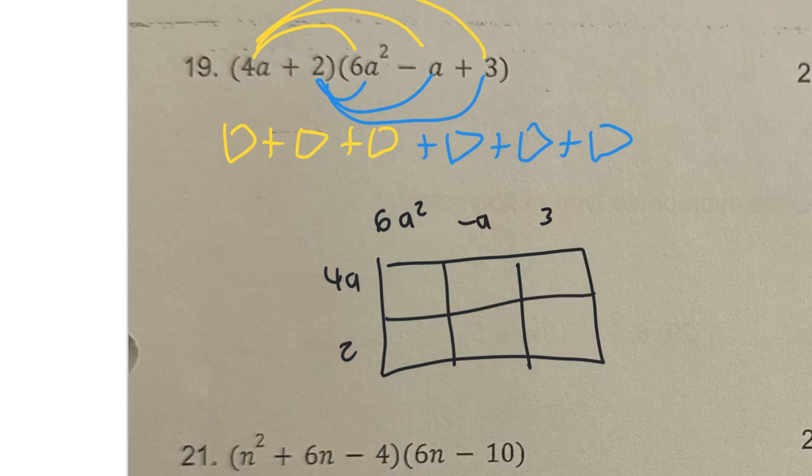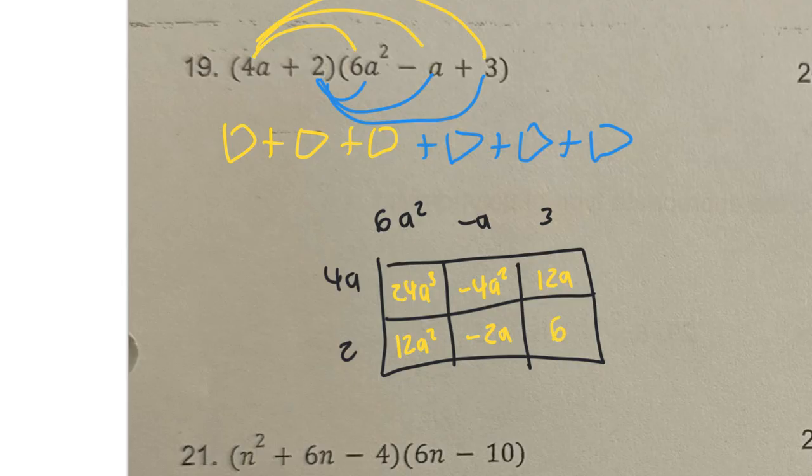So what goes in the first box? Well, it would be the product of these two. So 6a squared times 4a is 24a to the third. In this box, it would be negative 4a squared. In this box, it would be 12a. In the box on the bottom left, it would be 12a squared. And this box, it would be negative 2a. And then in this box, it would be 6.